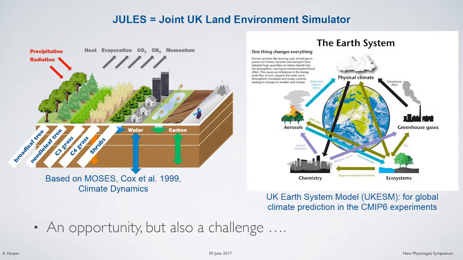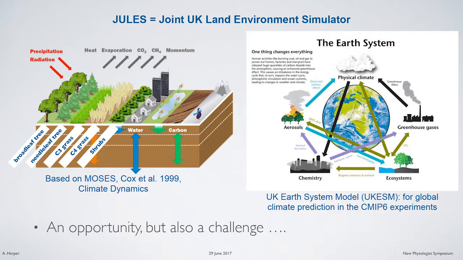So yeah, as I said, Jules is a land surface model that represents the turbulent exchange of carbon dioxide and methane with the atmosphere. And as Stephen introduced a few minutes ago, it was initially created to be part of the climate model, so it was made to represent turbulent exchanges of heat and energy, so it does that as well. Traditionally, it had 5 plant functional types: a broadleaf tree, a needleleaf tree, C3 grass, C4 grass, and shrubs. And it's part of the UK Earth System model.